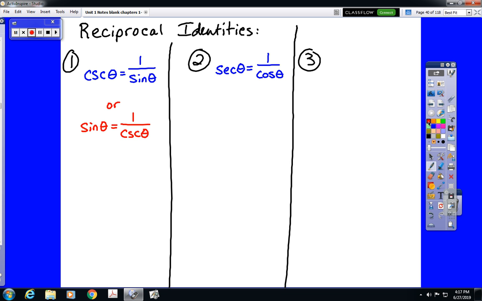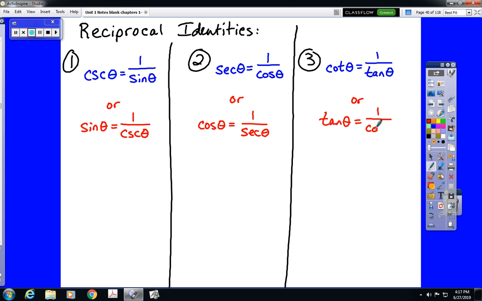And again, that has a second form. It could also be written as the cosine is 1 over the secant. But we're not going to use that nearly as often as we are the blue version there. And then finally, this is the one we'll use the least often. The cotangent is the reciprocal of the tangent. And again, that has a second form as well. You could also write that as the tangent is 1 over the cotangent.